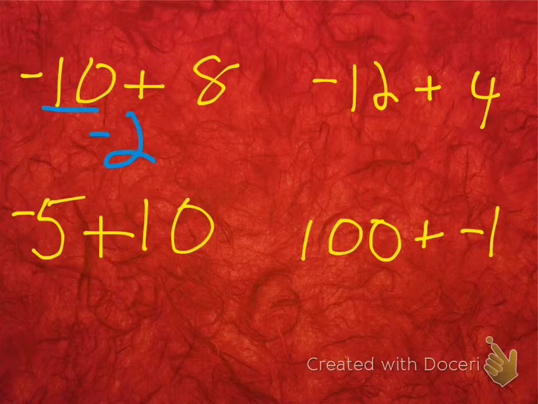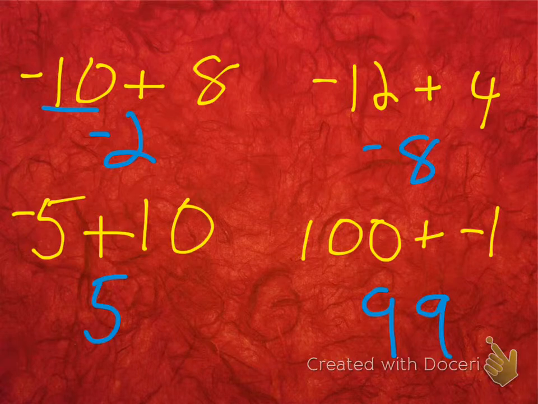Negative 12 plus 4, we subtract, we get 8. The larger number was 12, it was a negative, so my answer is negative. Negative 5 plus 10, signs are different, so I subtract and get 5. Larger number was 10, it was a positive, so my answer is positive. 100 plus negative 1. Different signs, so we subtract and get 99. Larger number was positive, so my answer stays positive. Is that too difficult? This is the number one operation that people mess up on.